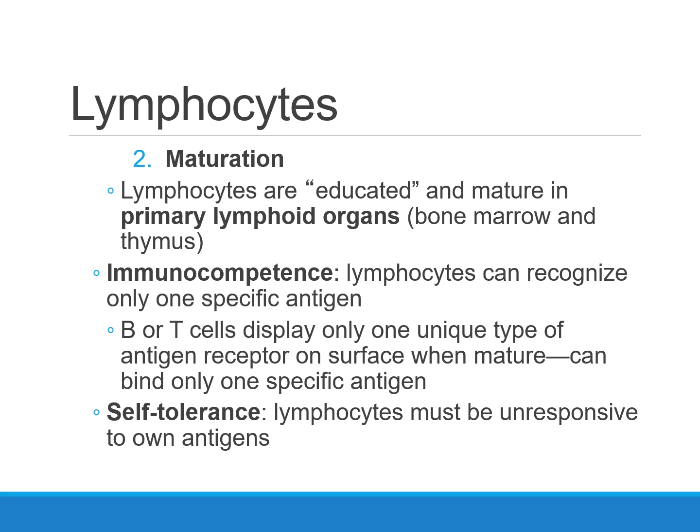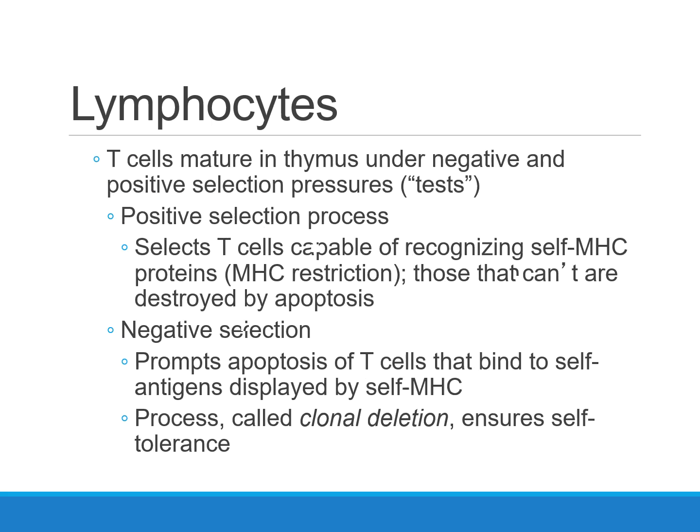B and T cells display only one unique type of antigen receptor on the surface when they are mature, and they can bind only one specific antigen. You can think about the maturation process like they go to school to be trained to do something, and they're very specific about what they're trained for. Self-tolerance is the ability for the lymphocytes to be unresponsive to their own antigens. In other words, your lymphocytes not attacking your own cells.